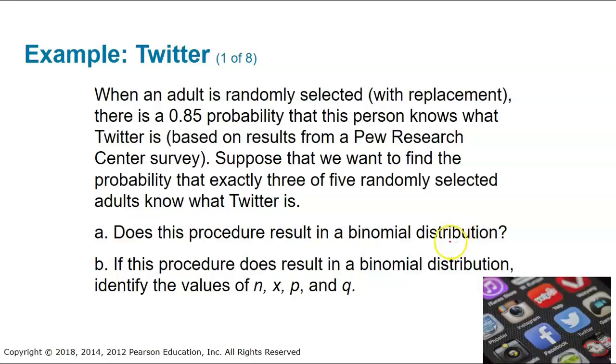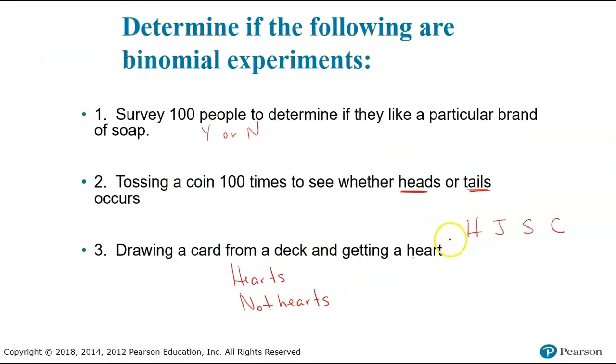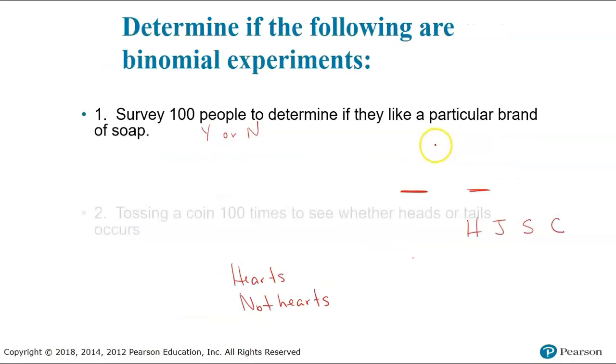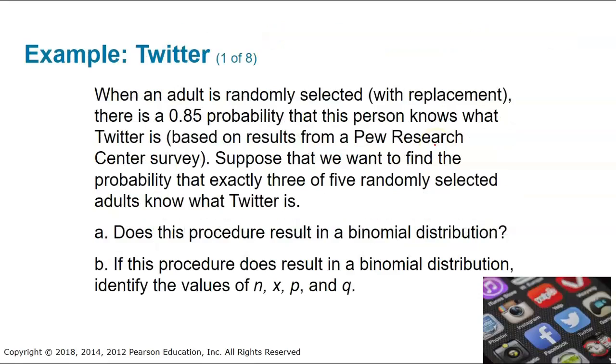So I'm going to go back for just a minute to our list of requirements that we need to have. And the first, we need to have our fixed number of trials. So if we go back to this, okay, looking at this, we do have a fixed number of trials. Our fixed number of trials is going to be this 5. So we're going to select 5 for our fixed number of trials. I'm not going to flip back again, but the second one said that it had to be independent.